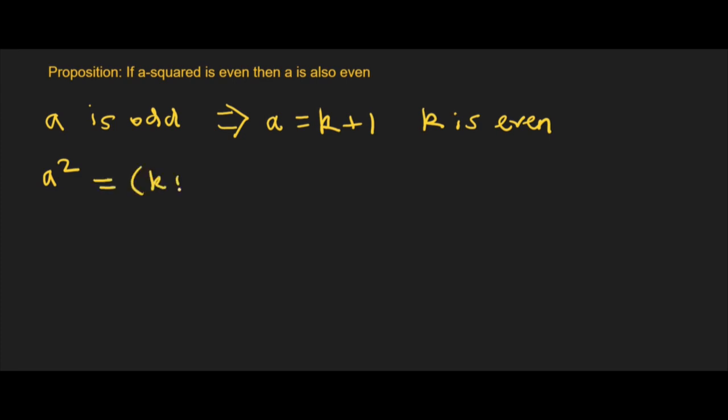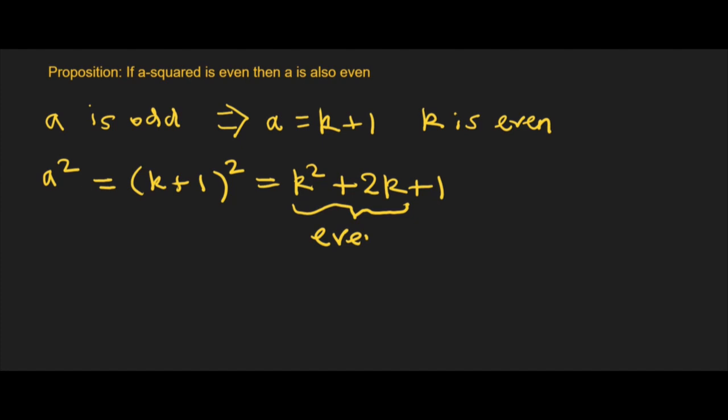Now given this, we can write A squared is equal to (k plus 1) squared, and expanding that, we can write it as k squared plus 2k plus 1. We've already shown that if k is an even number, k squared is even, and 2k is obviously even, so k squared plus 2k is even, and if we add 1 to that, then obviously we're going to get an odd number. So we've shown that if A is odd, then it can only be the case that A squared is also odd. So this is a contradiction.